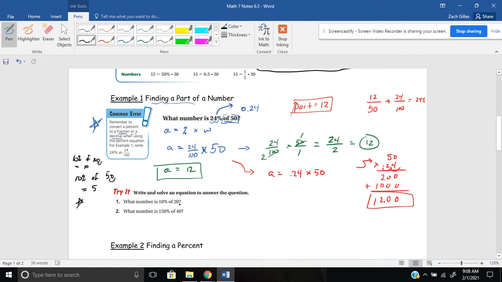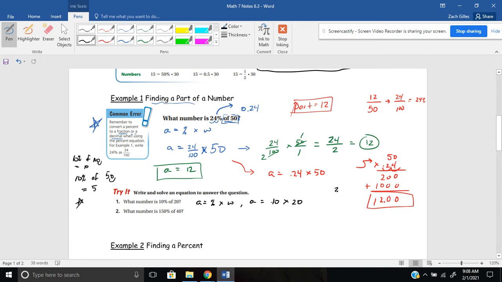So 10% of 20 is going to be 2. Just move your decimal one to the left. Now, how would that look if I use my equation? Part equals percent times whole. My percent is 10%, and I'm going to write that as a fraction or decimal. So I'm going to write 0.10 times 20.